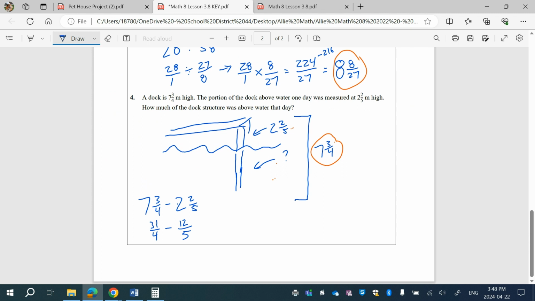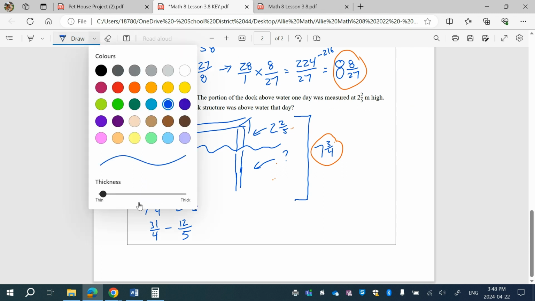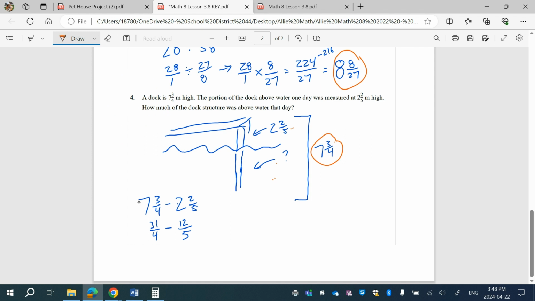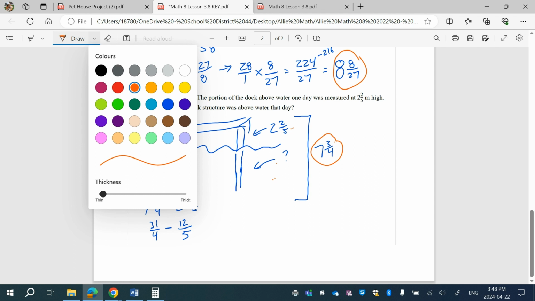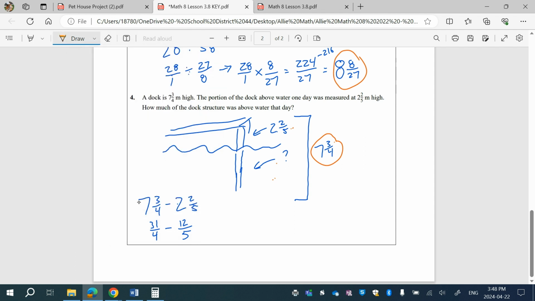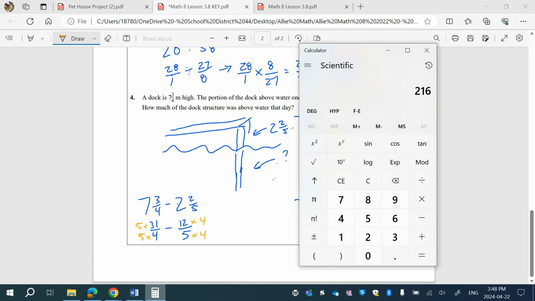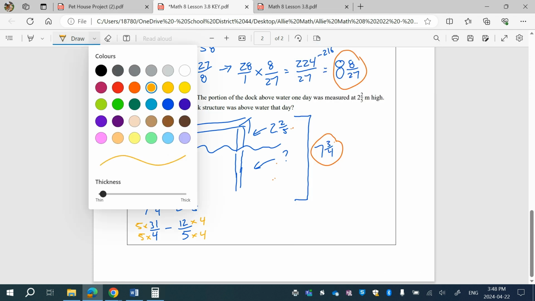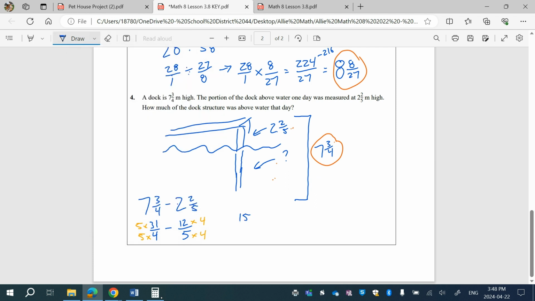Now we need a common denominator to subtract them. Remember that. I think the first thing that they can both go into is 20. So we need to make the common denominator. So let's times by 4, times by 4. Over here we times by 5, times by 5. So let's do our new ones. 31 times 5 equals 155 over 20. And 12 times 4, okay, this is minus. 12 times 4 is 48 over 20.